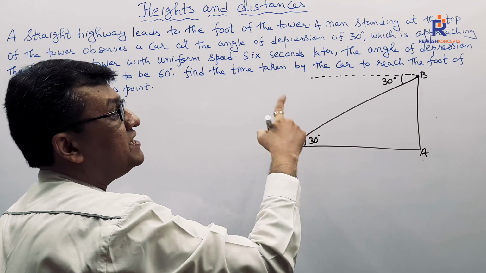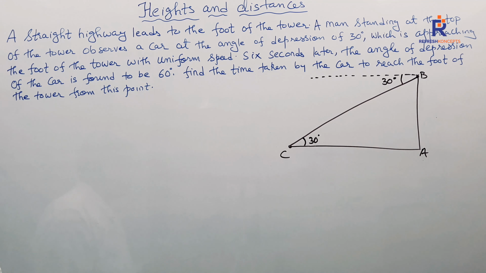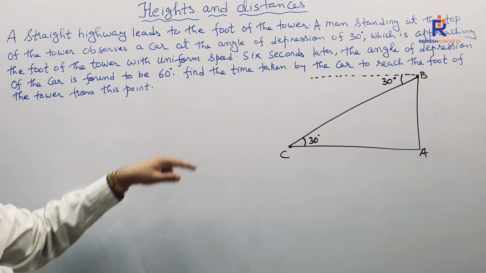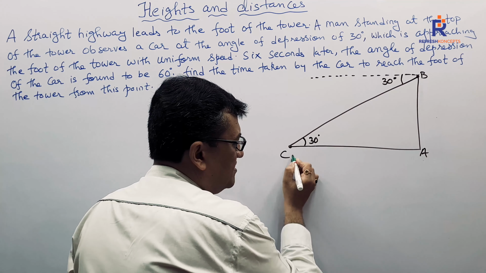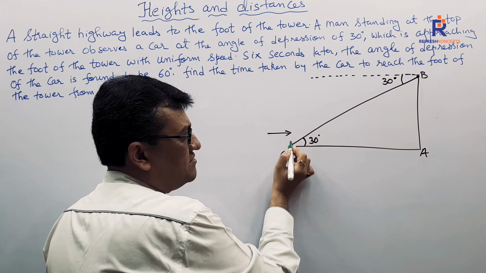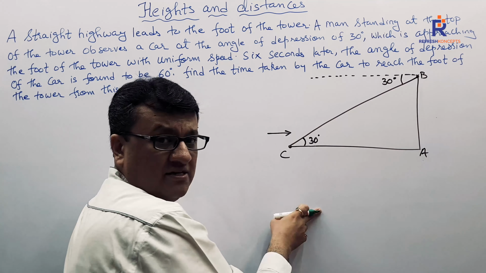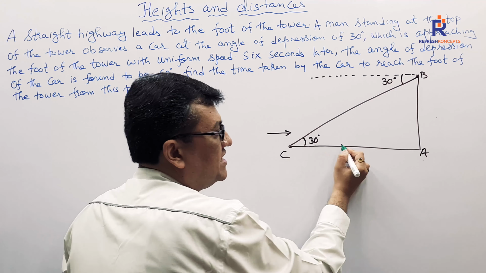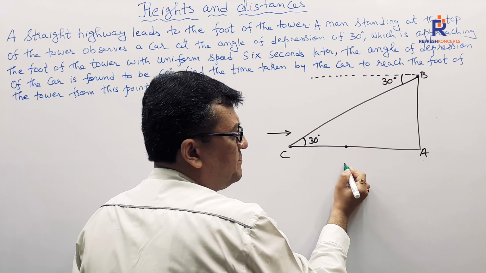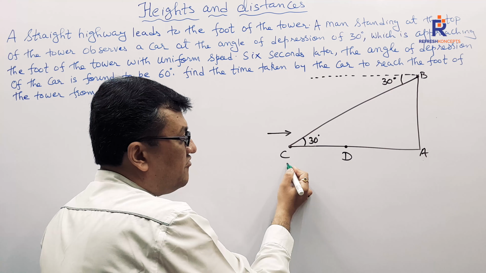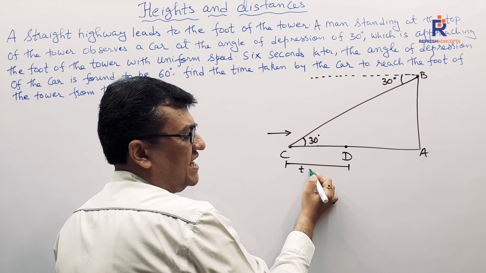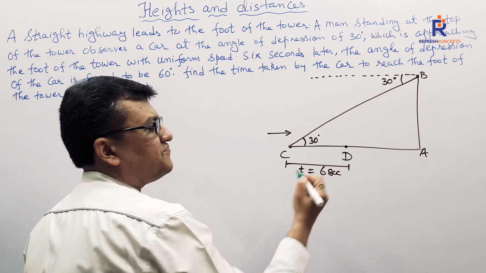6 seconds later. Now before that, it is clearly stated that the car is moving with a uniform speed. Don't you think the car is moving in this direction? So it is going to head towards the tower. First, C is the initial position of the car, D being the second position of the car. From here to here, what is the time frame? The time frame is 6 seconds.